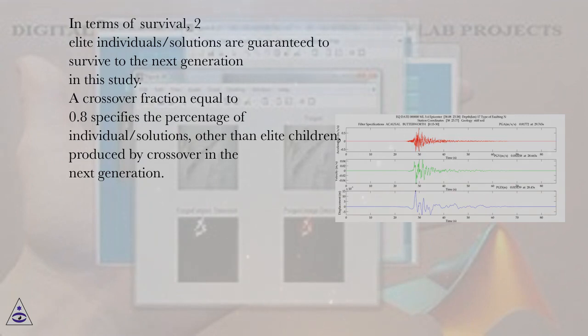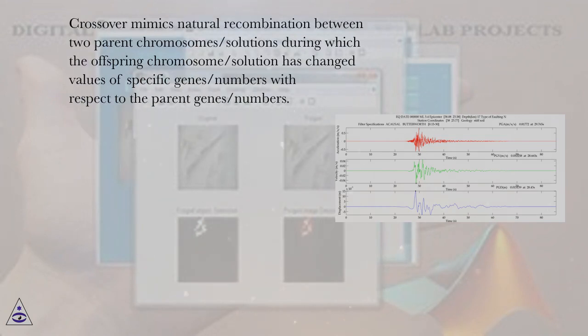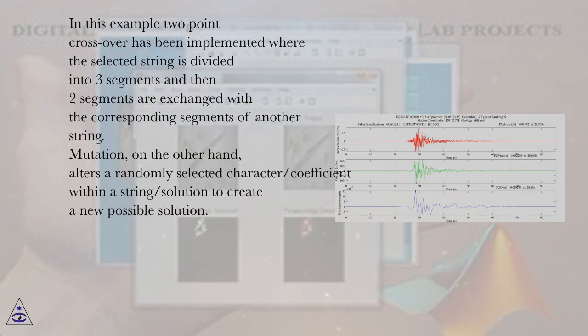A crossover fraction equal to 0.8 specifies the percentage of individuals/solutions, other than elite children, produced by crossover in the next generation. Crossover mimics natural recombination between 2 parent chromosomes/solutions, during which the offspring chromosome/solution has changed values of specific genes/numbers with respect to the parent genes/numbers. In this example, 2-point crossover has been implemented where the selected string is divided into 3 segments and then 2 segments are exchanged with the corresponding segments of another string.